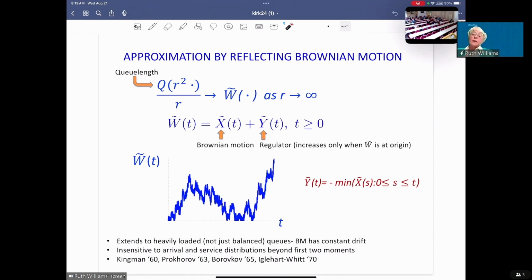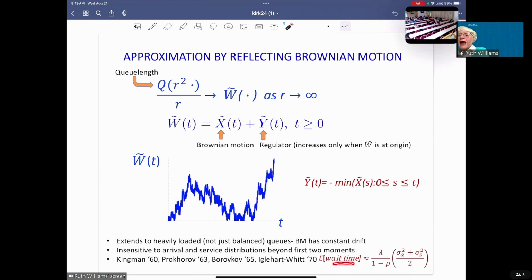And this sort of approximation in terms of reflecting Brownian motion has a history through at least the 1960s and early 70s. Kingman did an approximation that's well known to the steady state distribution. Finite dimensional distributions of the stochastic process were done by people in the Russian school like Prohorov and Borovkov. The sample path version, which is basically the version that I've talked about here, is in the work of Iglehart and Whitt.